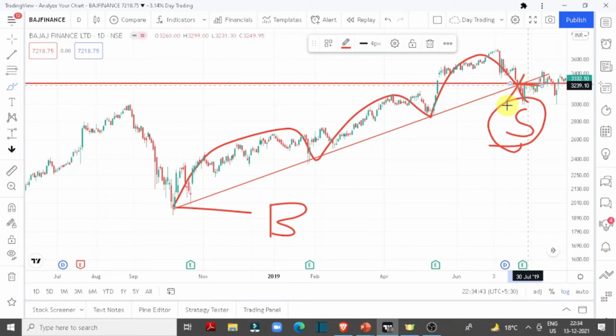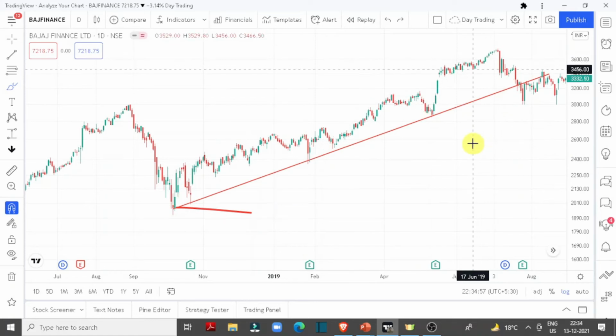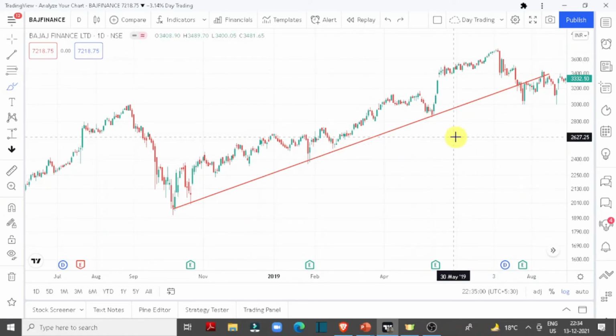So you can use a trend line as well to define your exit and entry. Whenever this trend line gets broken, you can exit your existing position. So that's how you can trail your profits. I hope this method is clear to you. This method is also used very widely, so you can use that if you want.